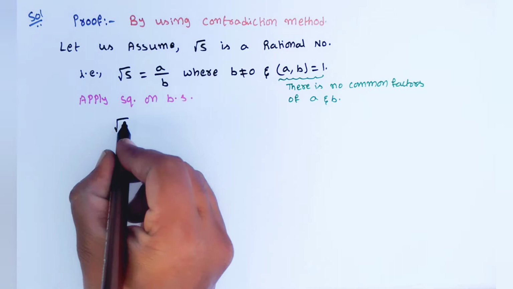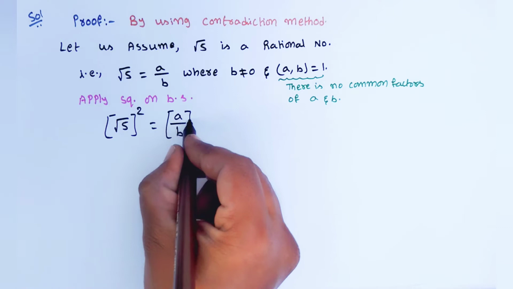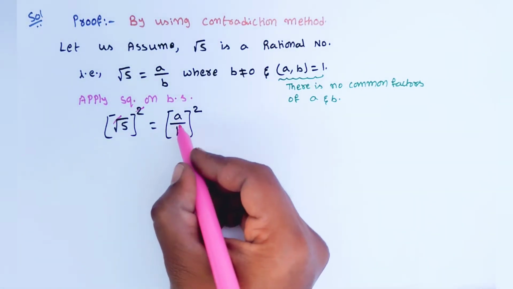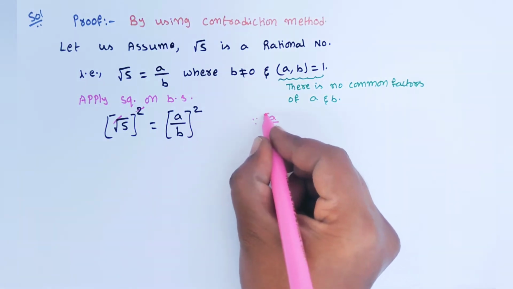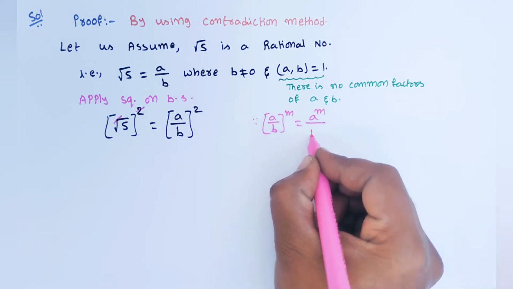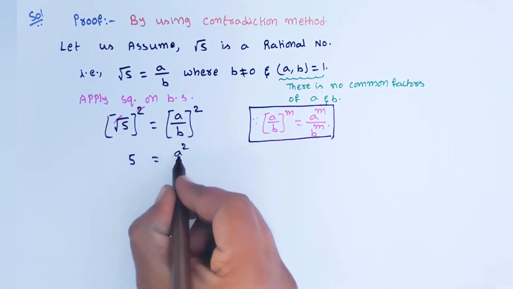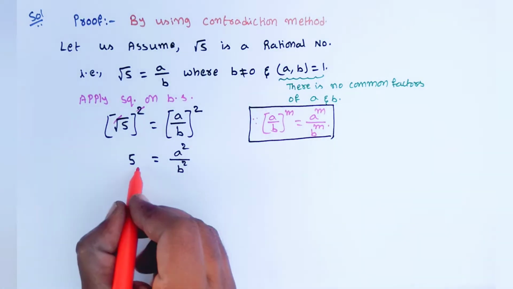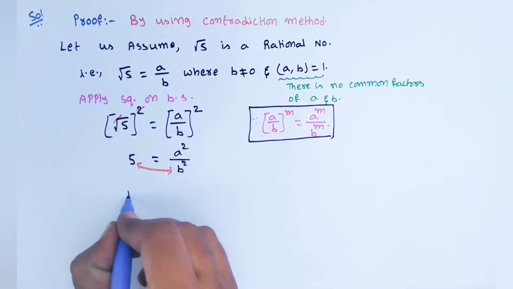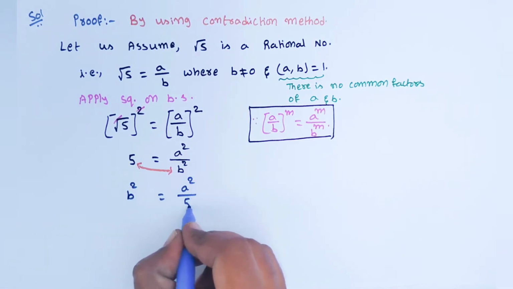Apply squaring on both sides. That is, root 5 whole square equals a by b whole square. Now square and square root cancel. On the RHS we have the form (a by b) whole power m, which equals a power m by b power m. Right, 5 equals a square by b square. Observe here that 5 and b square are transposed from LHS to RHS. That's why we get b square equals a square by 5.